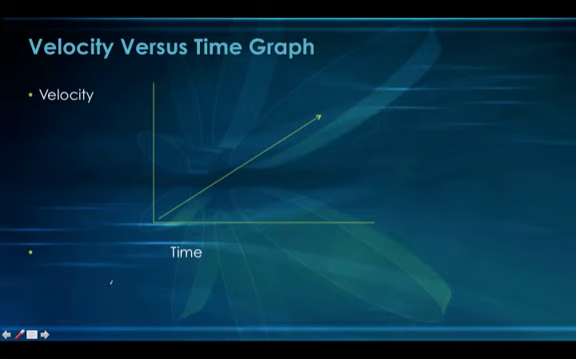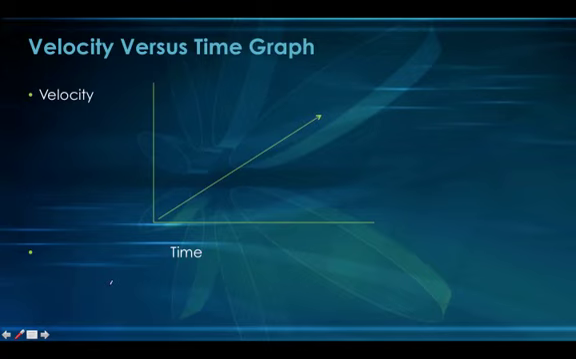All right, so we've been going over position versus time graphs. Now we're going to go over velocity versus time graphs and also acceleration versus time graphs. So you're going to have three different types of motion graphs: DT graphs, position versus time or distance versus time; VT graphs, which is velocity versus time; and then also acceleration versus time.